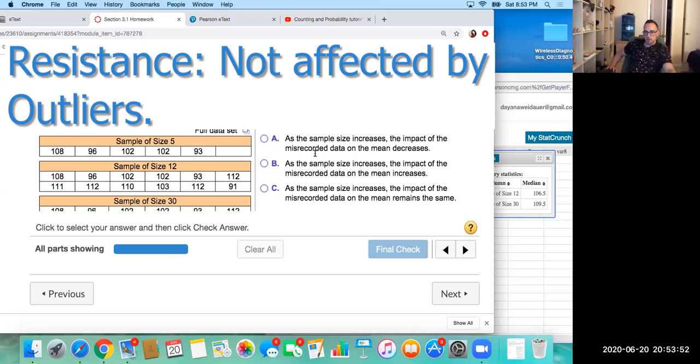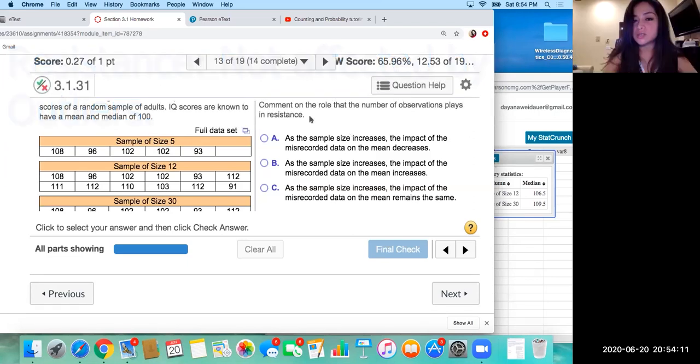I would assume that the larger the sample size, the more resistant it is. I would think that as the sample size increases, the impact of the misrecorded data on the mean decreases. I would assume A, but it might be C. It's definitely not B.